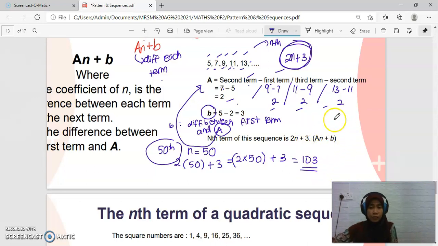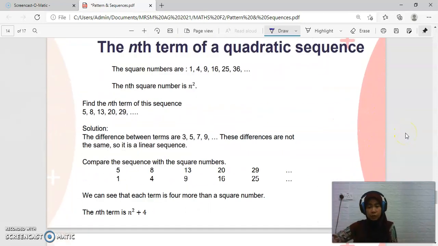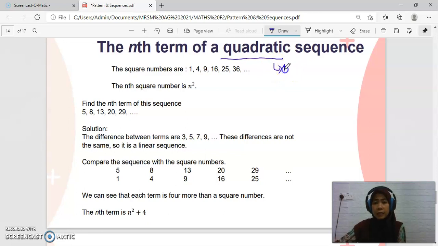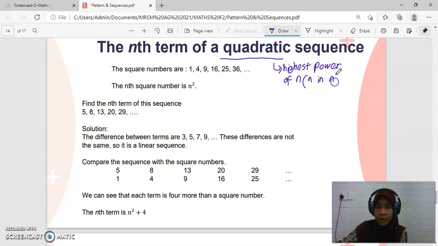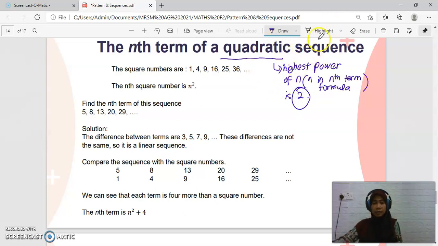Okay. So that is for linear sequence. So we have also the quadratic sequence. Kenapa kita sebut quadratic? Quadratic ialah highest power, maknanya power tu kuasa lah. Kuasa 2, kuasa 3, kuasa 4. The highest power of n. N tu apa? N refer kepada n in nth term formula. Okay. Highest power of n is 2. So bila highest power dia 2, automatic we call it as quadratic sequence.